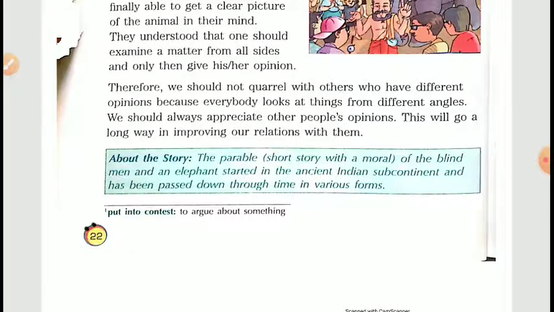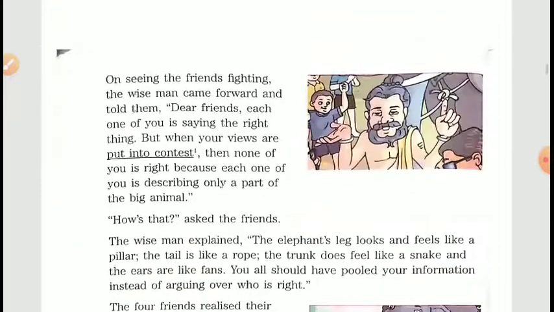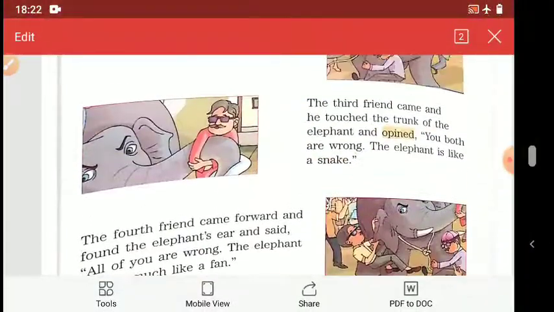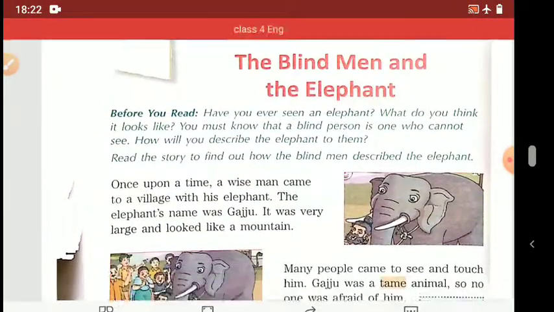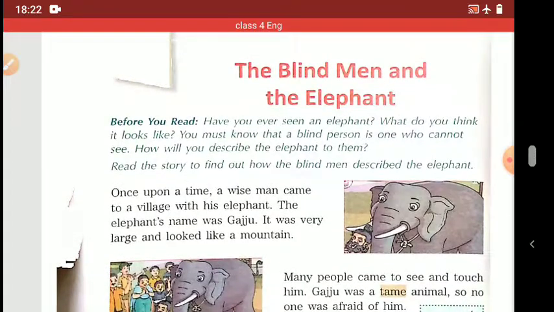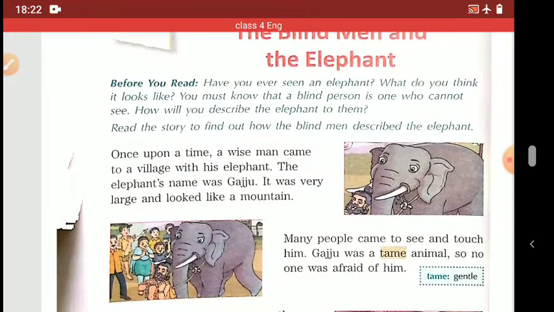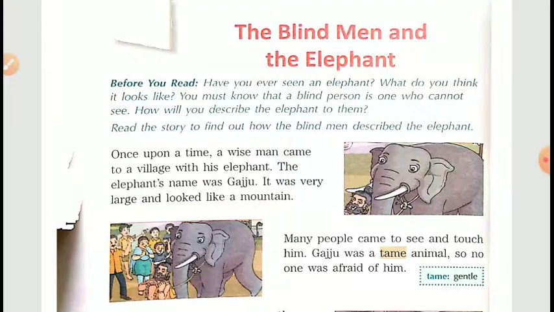Now, students, I'll read the lesson for you. Please listen to me carefully. The blind man and the elephant. Once upon a time, a wise man came to a village with his elephant. Students, this story is about a long time back.